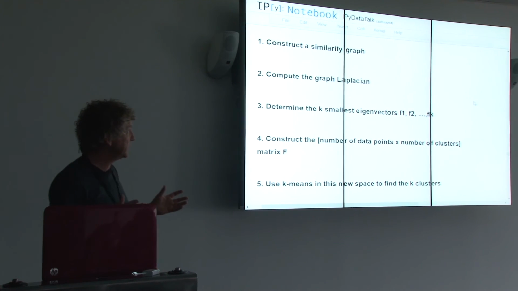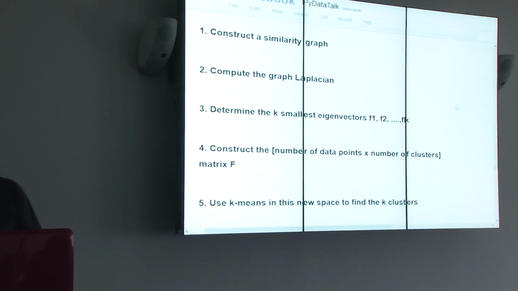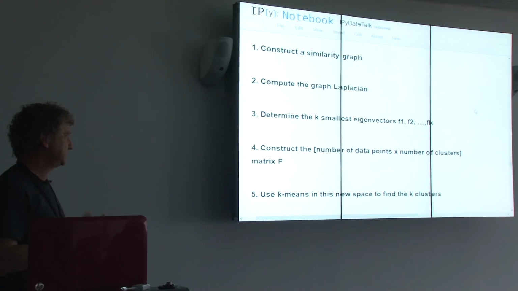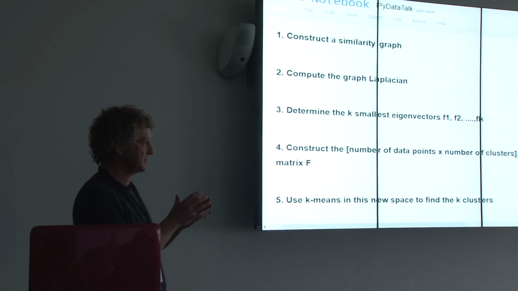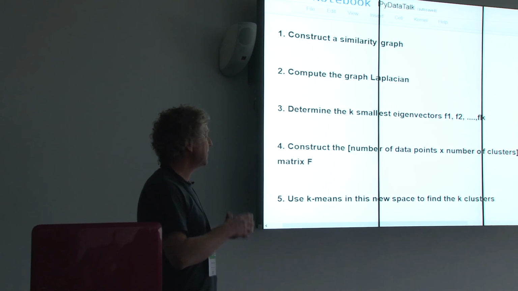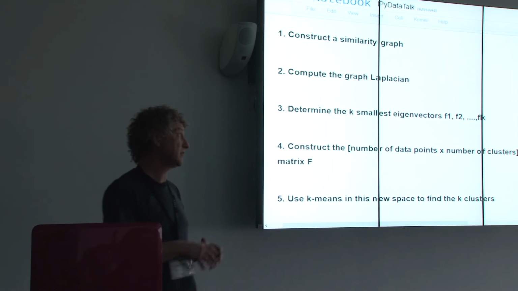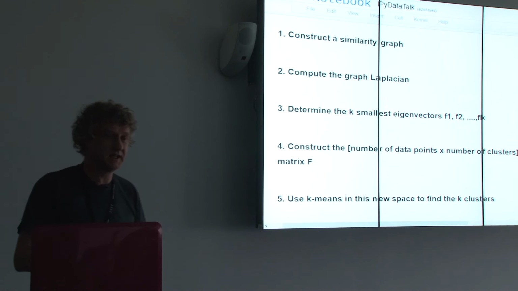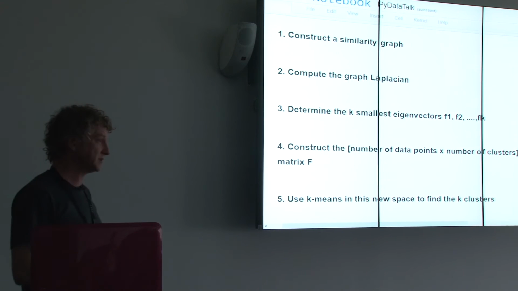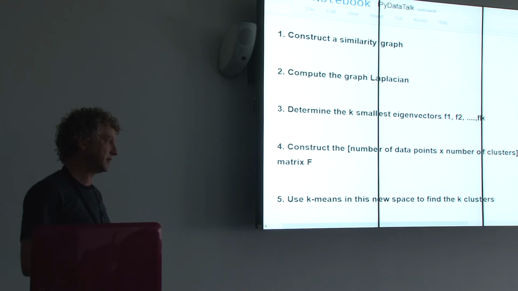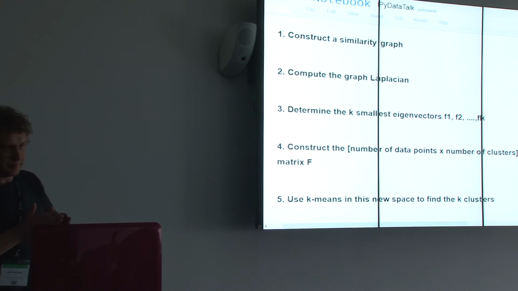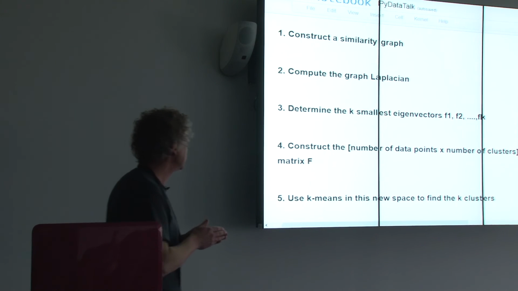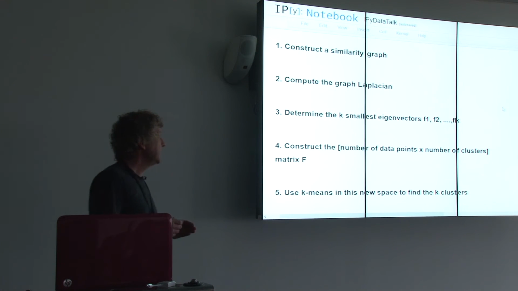So you start off, you create a similarity graph. If you understand how you can create a distance matrix, a similarity matrix or a similarity graph is very similar. You can take a distance and apply a Gaussian kernel to it to turn it into a similarity. So points that are far away are not similar, and points that are near are similar.